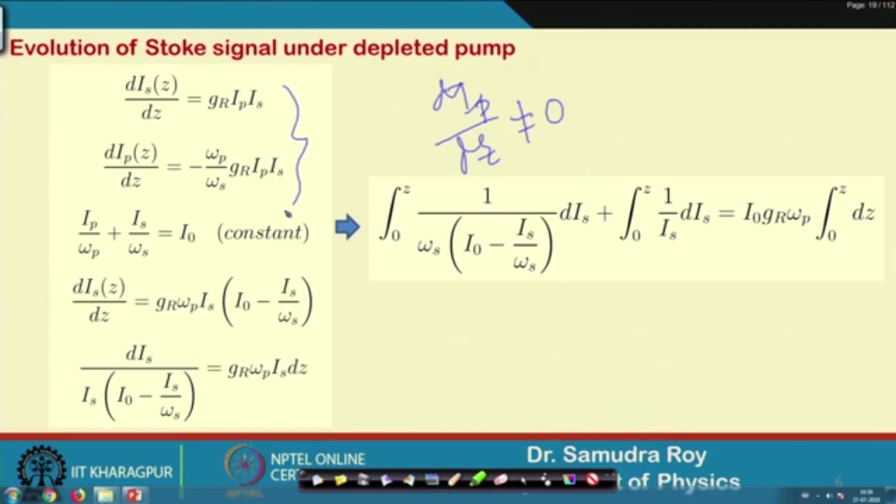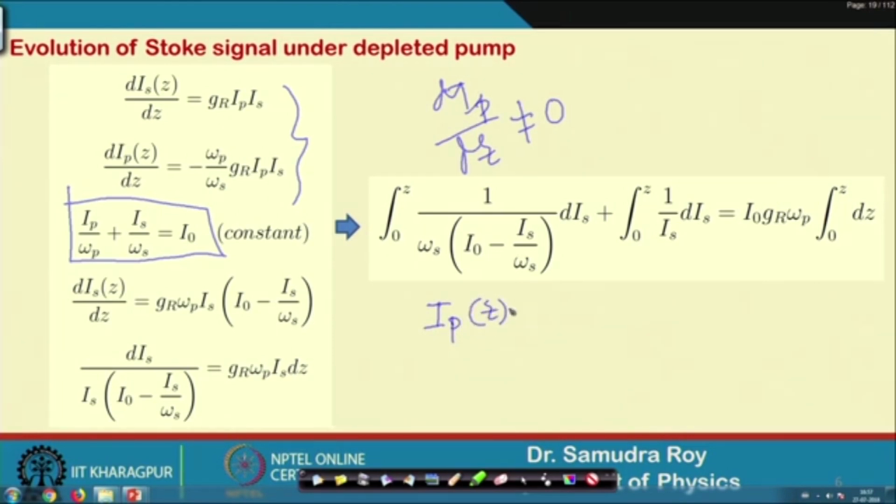Again, this is not a very tough task, because we have an additional equation in our hand that we will use to solve this. What was the additional equation? It is this relation, which tells us that I p divided by omega p plus I s divided by omega s is conserved throughout the process. That means, if I write it clearly, I p of z divided by omega p plus I s of z divided by omega s is equal to a constant, that is I 0.